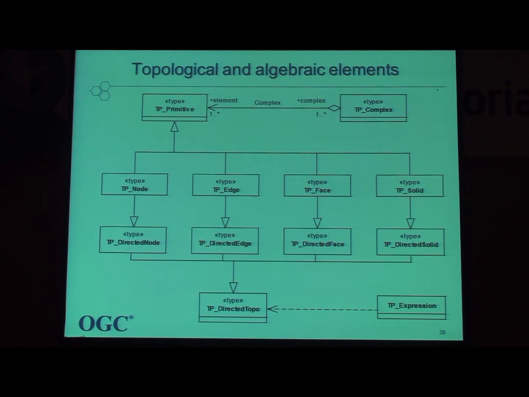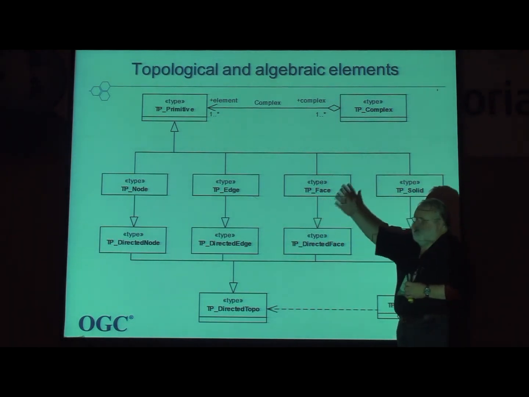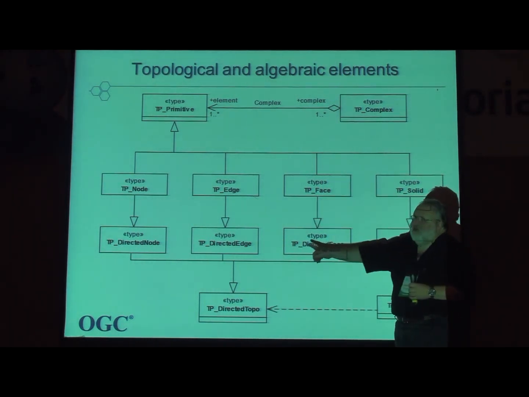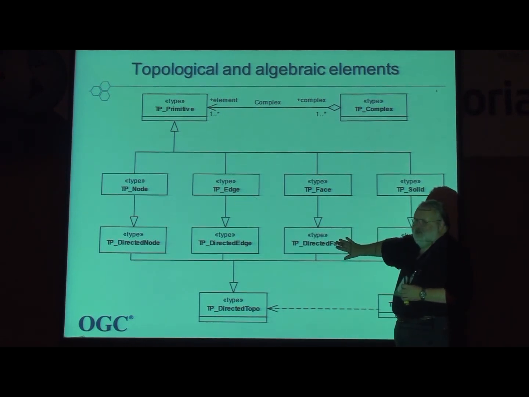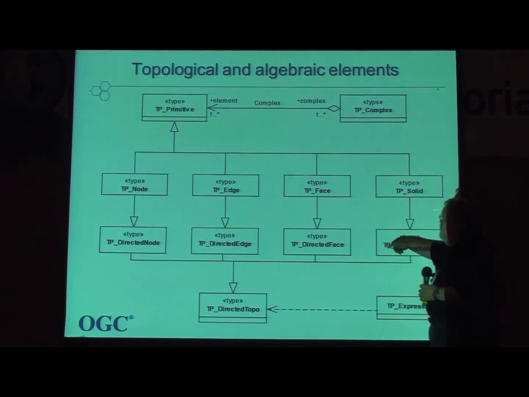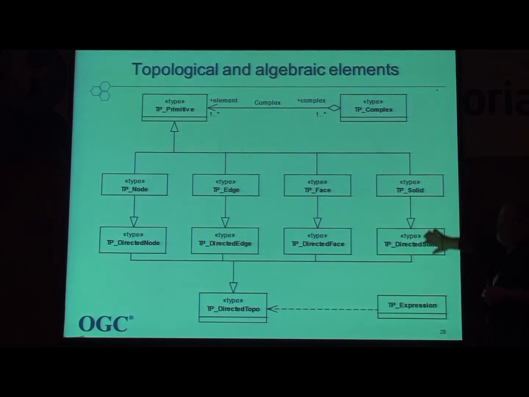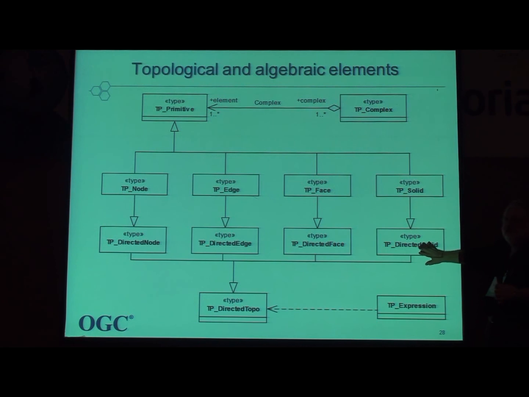And here's what is happening underneath. These are the actual pieces of topology, the actual node, the actual edge. These are the directed versions of them. So each face will have two directed faces, one positive, one negative. And unlike in geometry, each solid will have two. That's because these are actually going to work like variables in a giant polynomial. And that giant polynomial, if you read the standard, is called a TP expression.